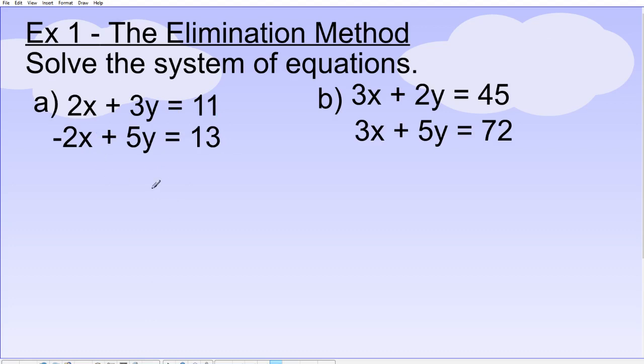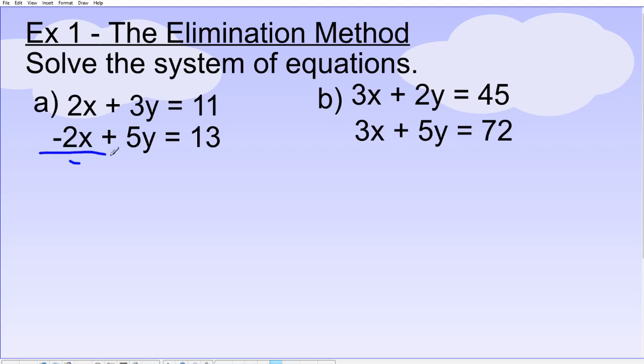So it's set up and down, my variables are lined up, and the last thing that has to be true for us is that the numbers in front of one of the variables have to be the same number, like this is a 2 and this is a 2, and it's best if one of them has a different sign.